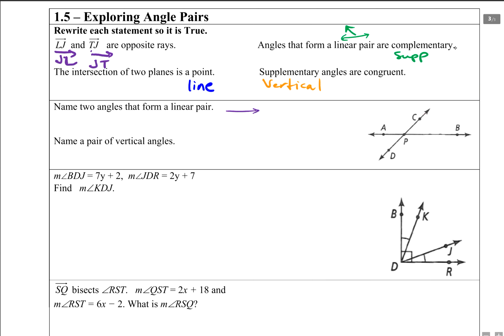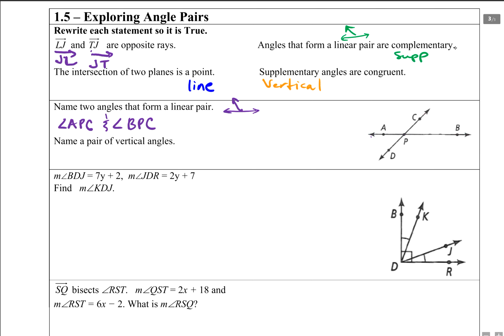Well, just like we said a few seconds ago, a linear pair looks like that. I see 4 of them. We've got this line, right? And we've got this one on top, and we've got this one on the bottom. I don't really feel like naming all of them, so let's just name the ones that are on top. Angle APC and, we're using this line, so APC and angle BPC.